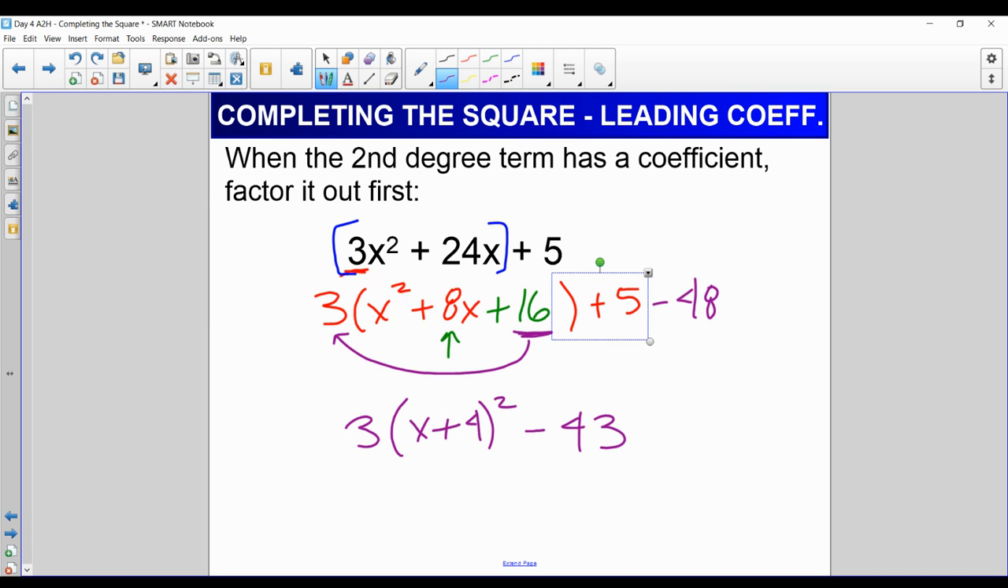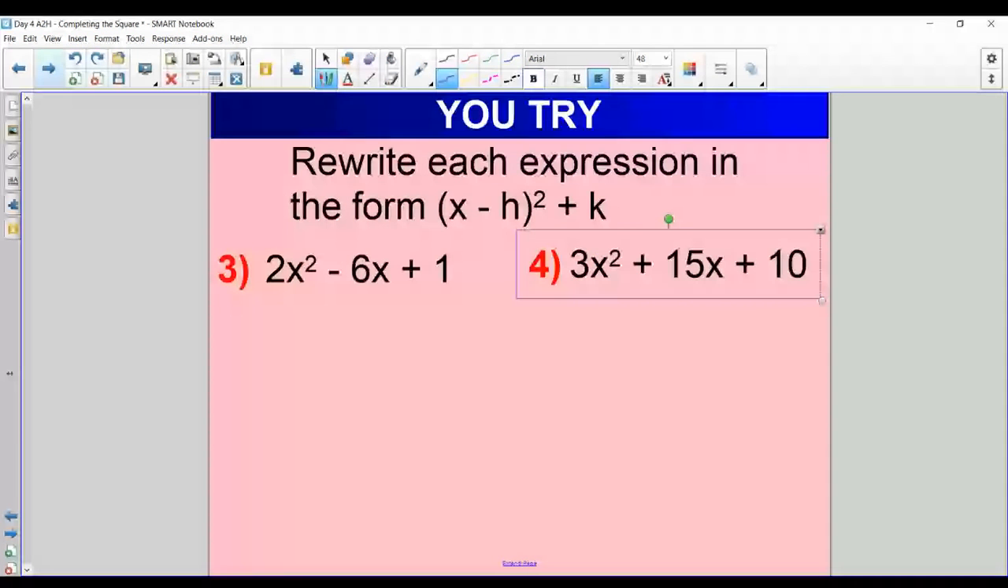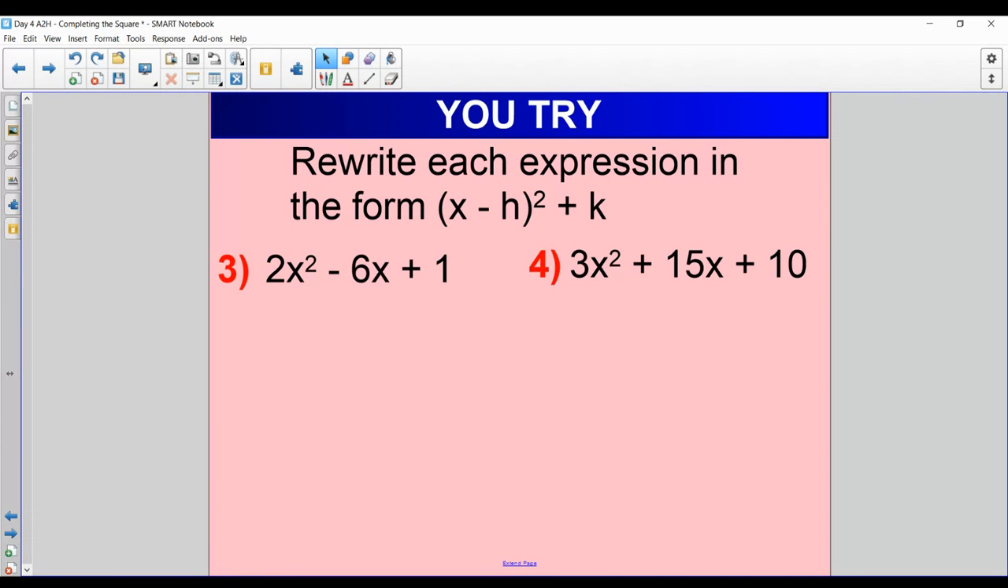So two things to remember. Factor out whatever the leading coefficient is from the two x terms. When you put it back in, you have to remember that there is a multiplier out front. So try these two. Maybe pause the video, try these two, and then I will show you the solution.